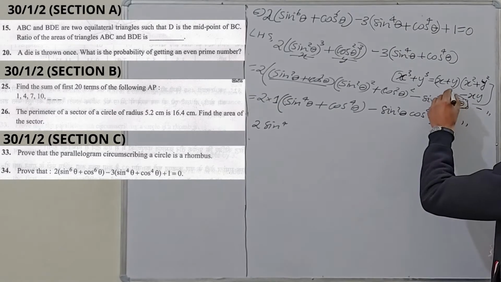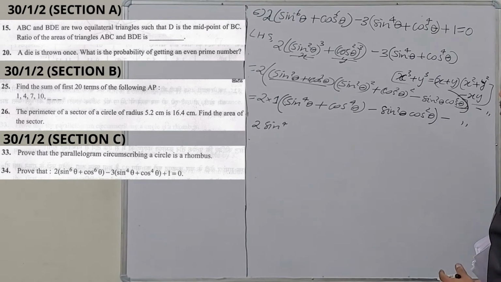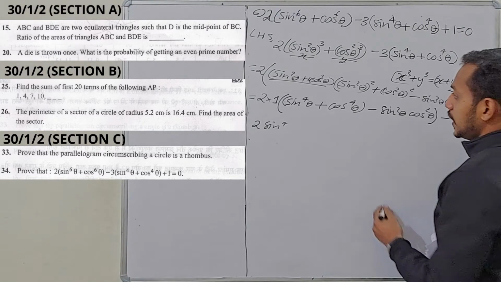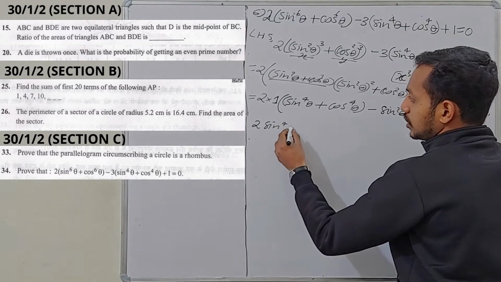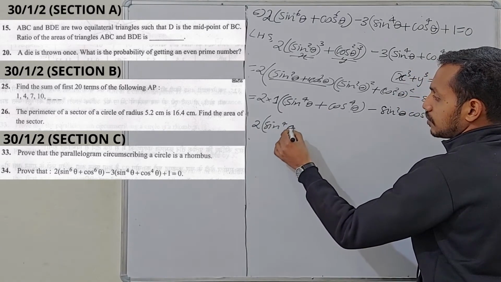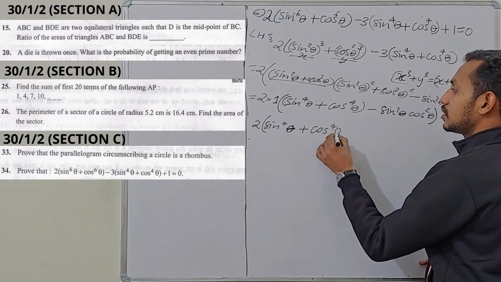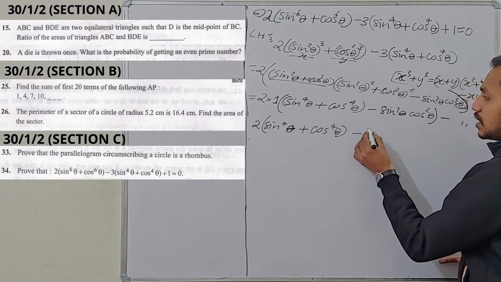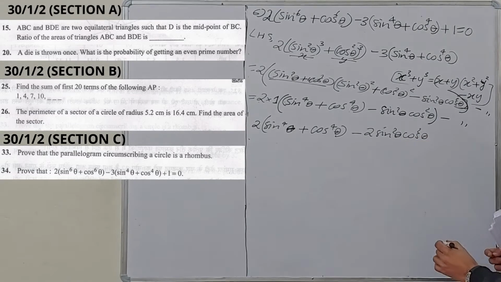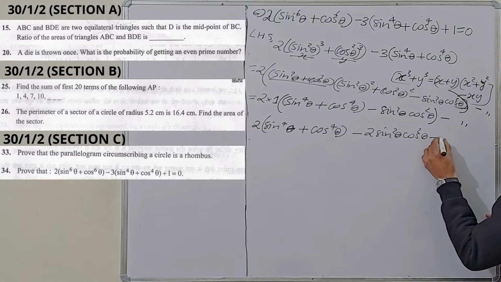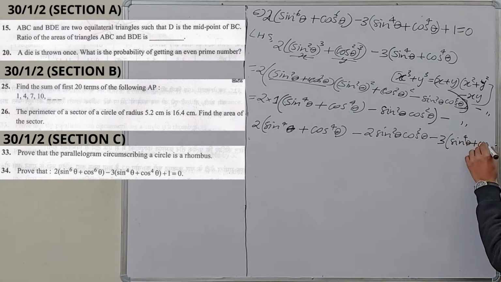One more bracket is needed. This 2 is applicable for all the terms. Okay, then this bracket is okay and one bracket. Right. Now 2 into sine raised to 4 theta plus 2 into cos raised to 4 theta minus 2 sine square theta cos square theta, okay, minus 3 into sine raised to 4 theta plus cos raised to 4 theta.